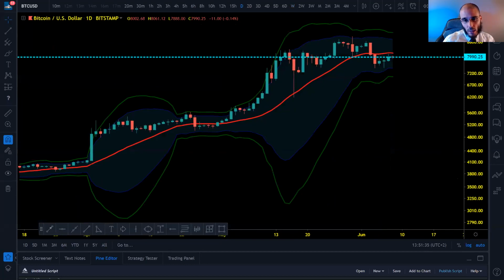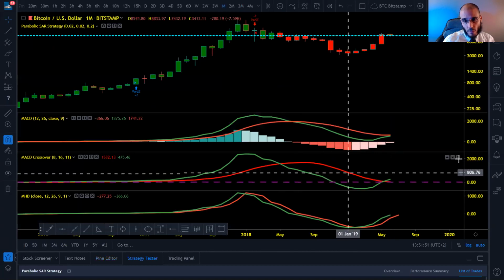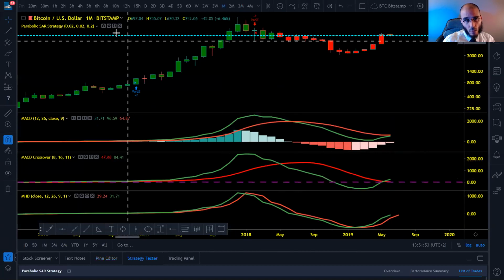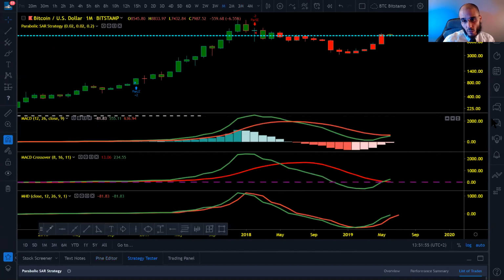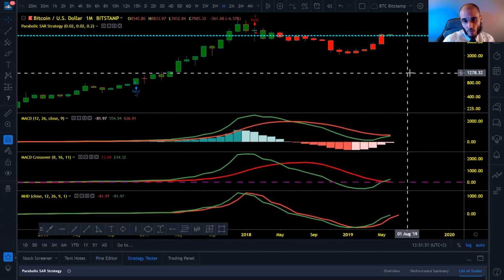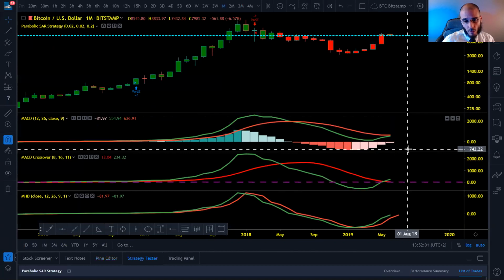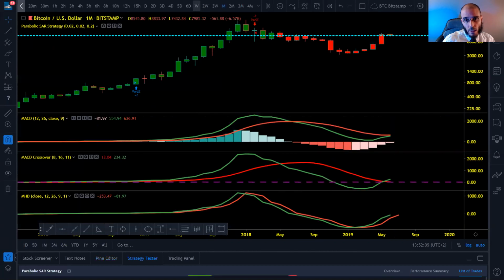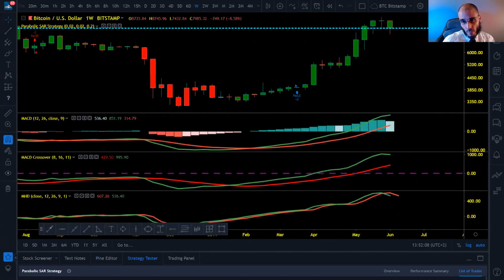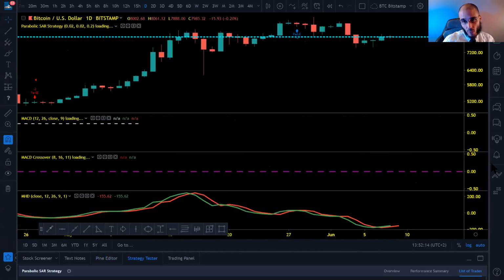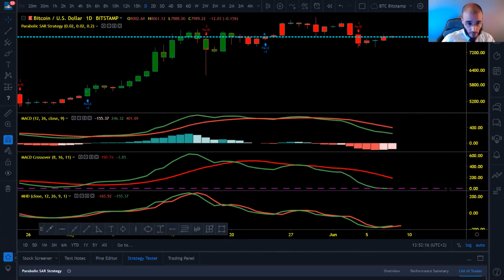Let's take a look at MACD. Since we are on the monthly, let's go from monthly to 2 hour. Monthly is positive. Weekly is positive. 1 day was negative yesterday. Let's see if it's negative today too. Yes, it is.